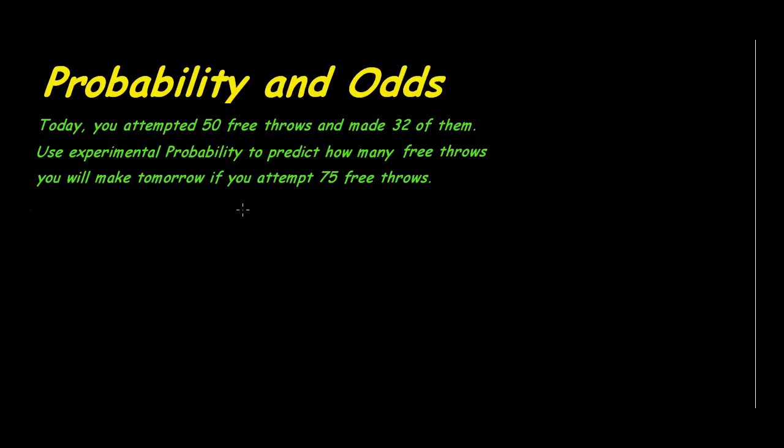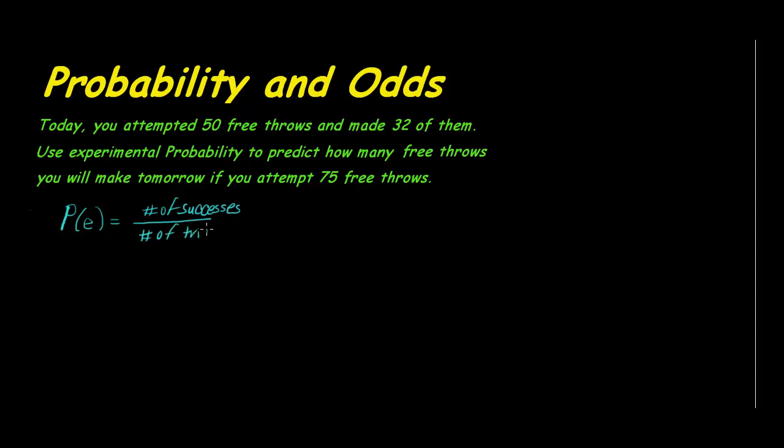Okay, so this is about basketball. You're shooting the ball through the hoop. You had a total of 50 tries, and out of the 50, you made 32. So let's go and write our probability formula. The probability of an event occurring is equal to the number of successes over the number of trials.